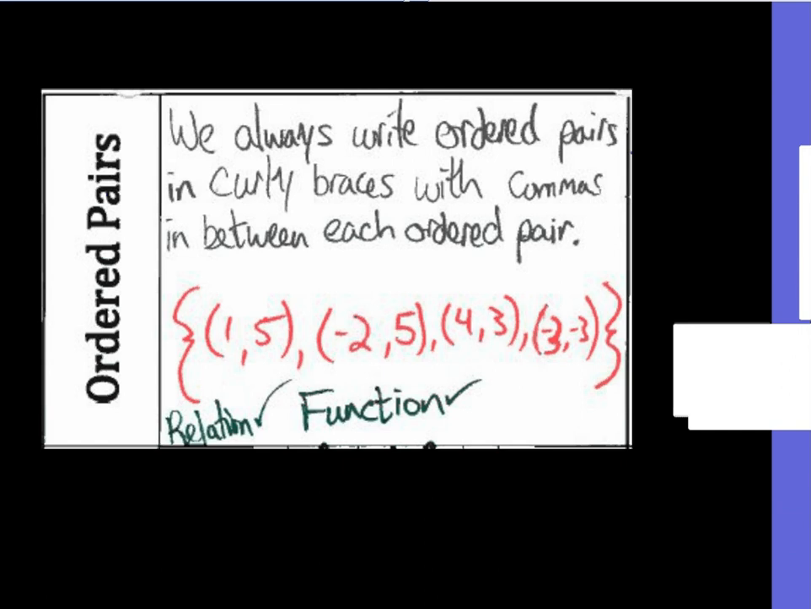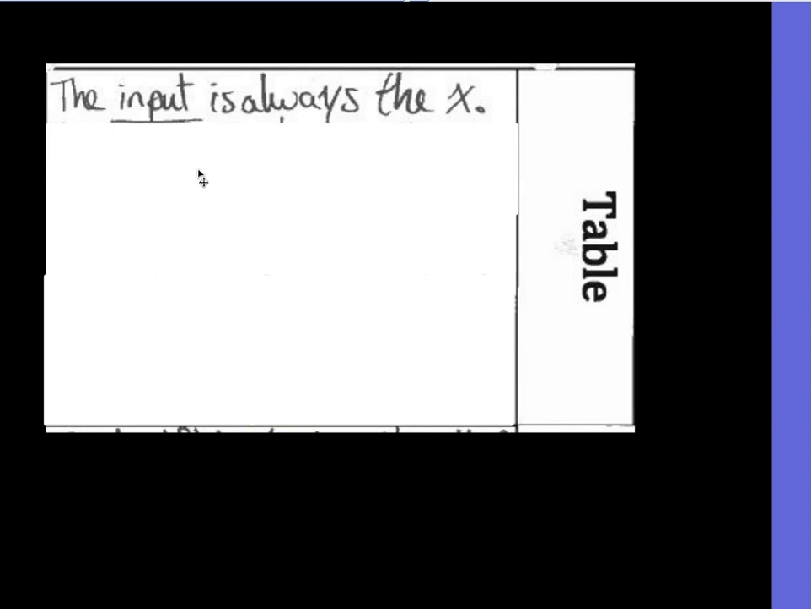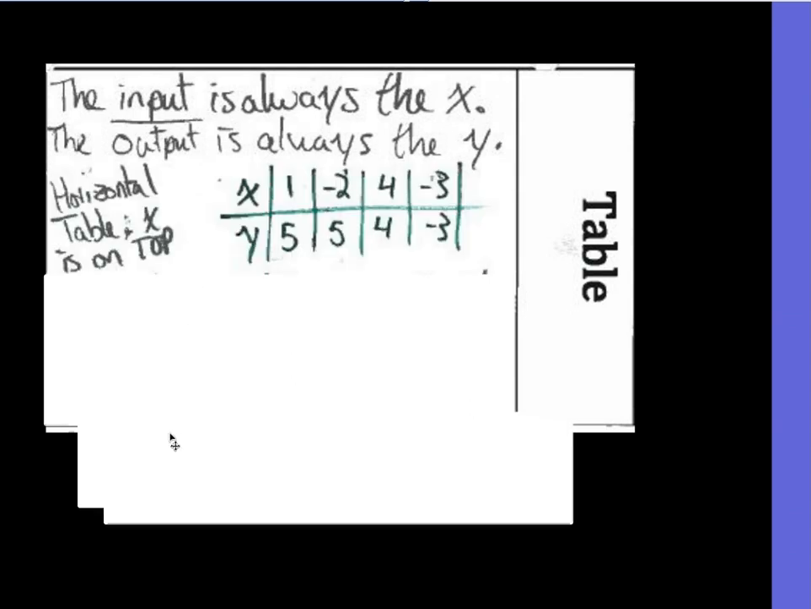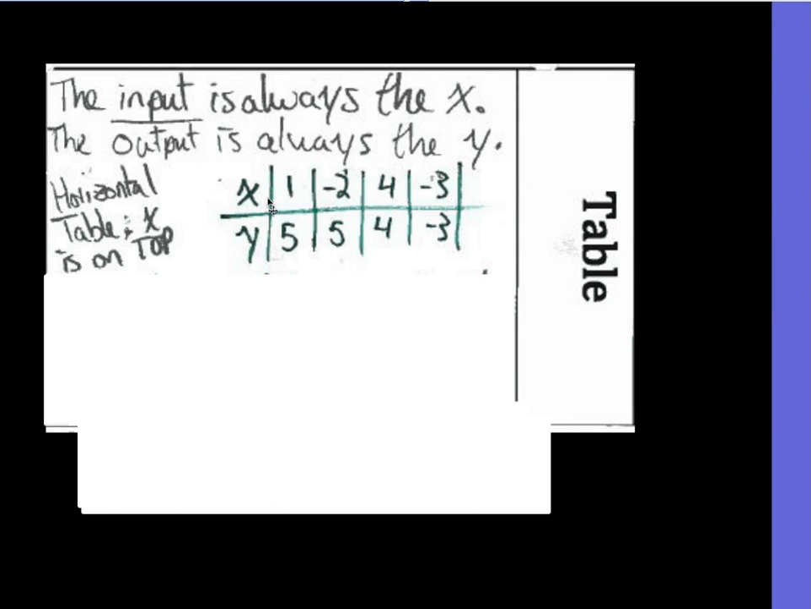All right, moving on. To the right of that, you have the table. You have worked with this in previous grades, and we have already touched on it with the function table. The input values are always the x, the output values are always the y, and then you have the horizontal table. This one comes up every once in a while, and it's exactly the same as what you're used to. It's making those ordered pairs from the last slide: the first pair is 1, 5, and then -2, 5, and so on and so forth.